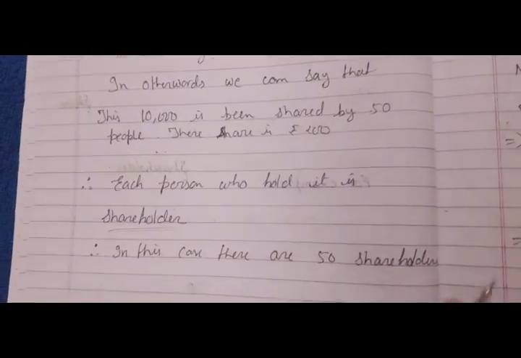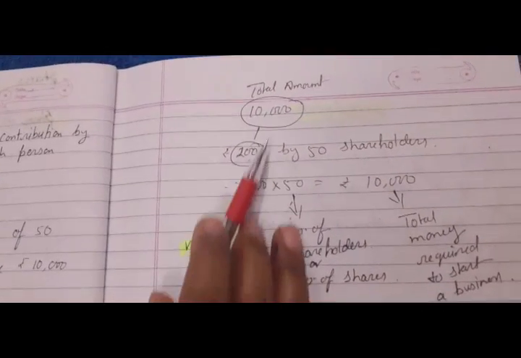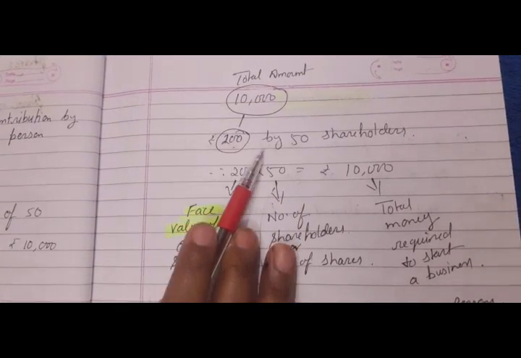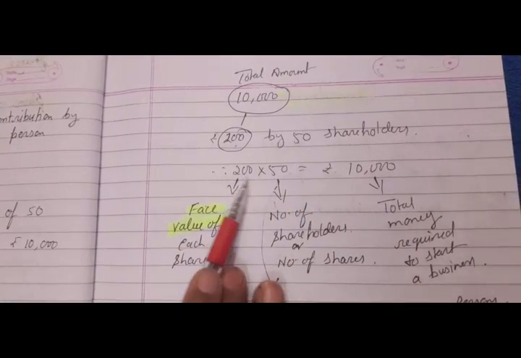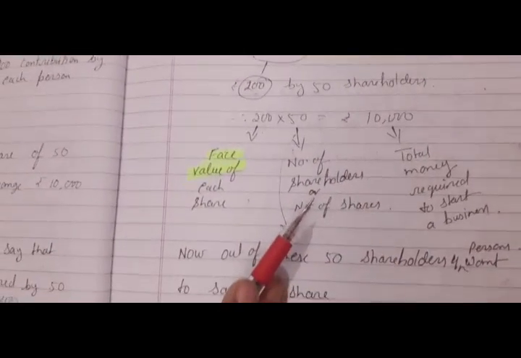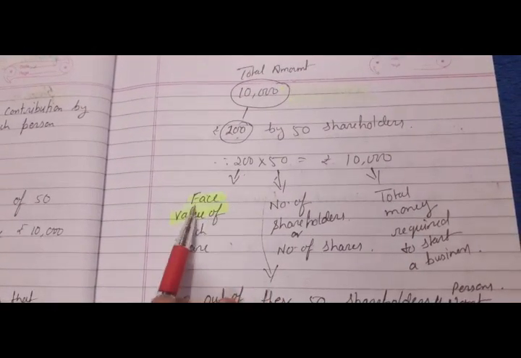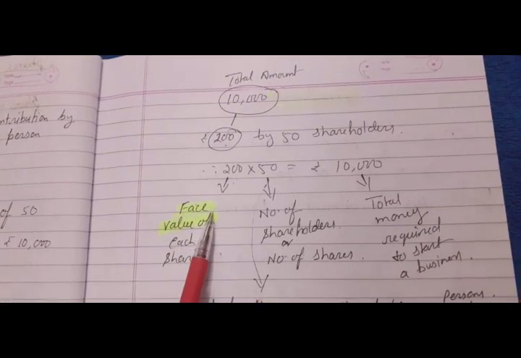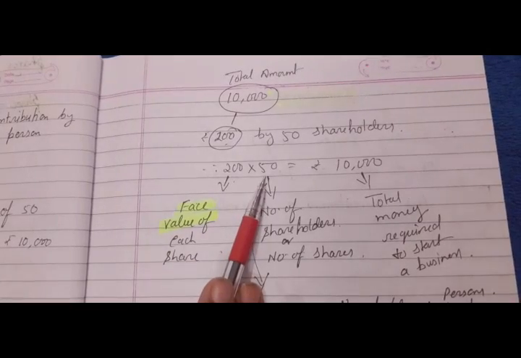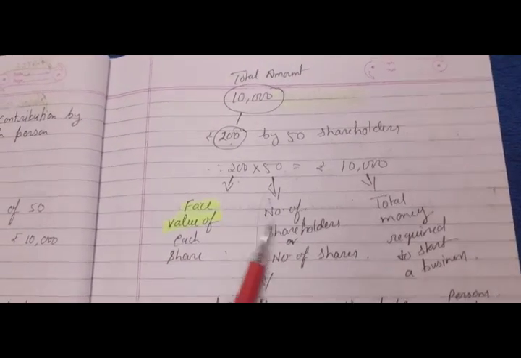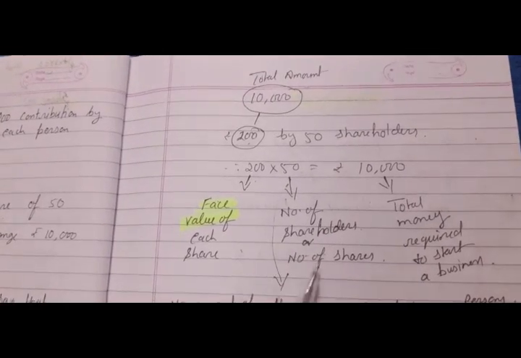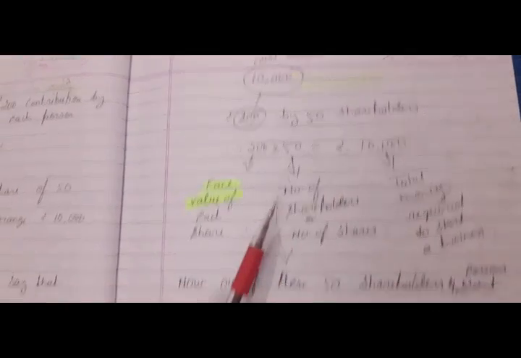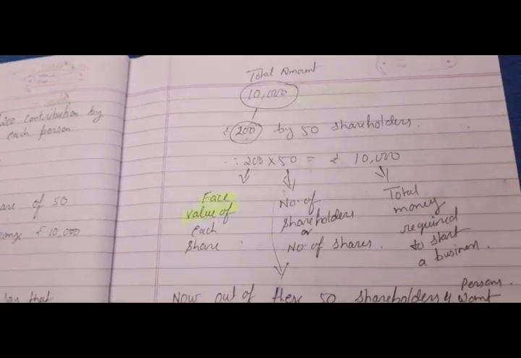In this case there are 50 shareholders. I am going to explain here: total amount 10,000, rupees 200 is the cost of one share, by 50 shareholders. So 200 into 50 is 10,000 rupees. In this way he has collected the money. So what is the name of this rupee amount? This is the face value of each share, meaning the starting or original cost of the share is rupees 200. And how many persons were there? There are 50 shareholders, or we can say the number of shares is also 50. So the total money required to start the business was 10,000. In this way the money was collected and the business is about to start.